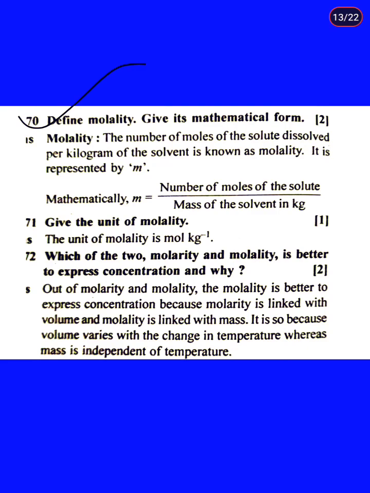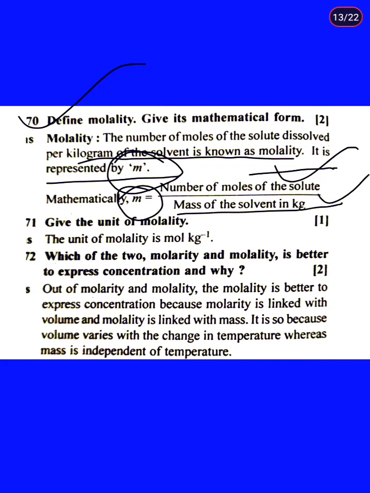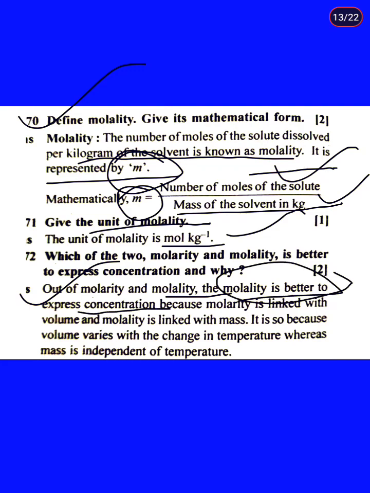So molality, as already discussed, is defined as the number of moles of solute dissolved per kg of the solvent. It is denoted by small m, can be written as number of moles of solute over mass of solvent in kg, and the unit is mole per kg. Which of the two, molarity or molality, is a better term to express the concentration, and why, was already discussed. Out of molarity and molality, molality is considered best for expressing concentration because molarity is linked with the volume and molality is linked with the mass.